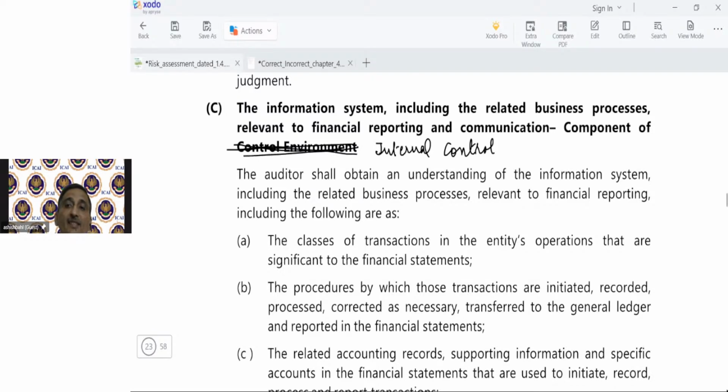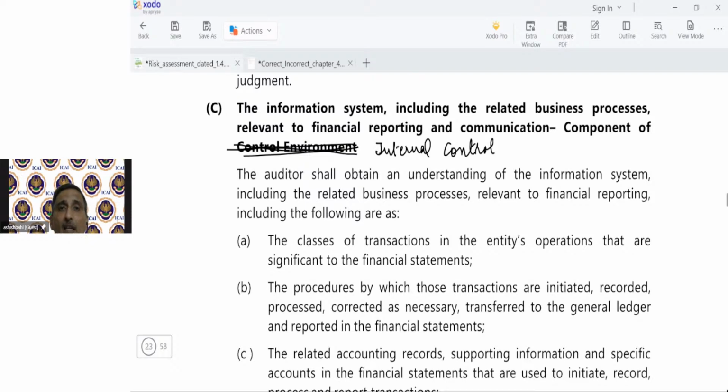So information system, I already told you. What do we mean by information system? Hardware, software, data, procedures, and people. These all five things make information system. So the auditor needs to study the information system.